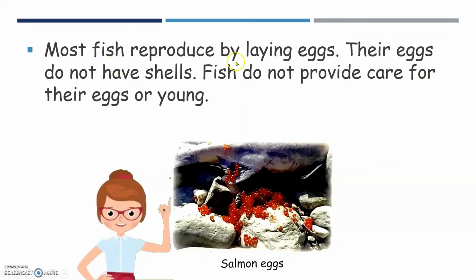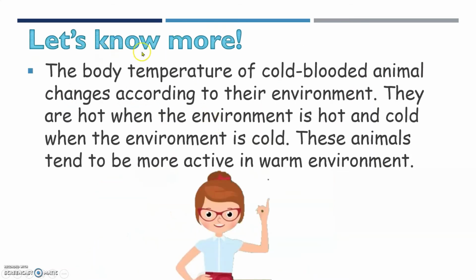Most fish reproduce by laying eggs. Their eggs do not have shells. Fish do not provide care for their eggs or young. Let's know more. The body temperature of cold-blooded animals changes according to their environment. They are hot when the environment is hot and cold when the environment is cold.